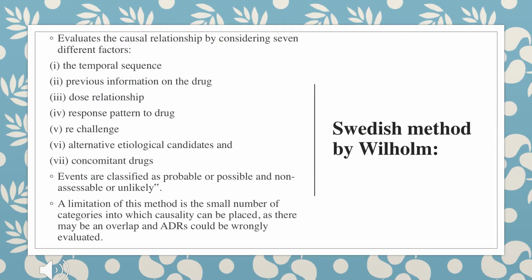The first method under expert judgment is the Swedish method by Wilholm. According to this method, they consider certain factors to evaluate whether the adverse effect developed because of the use of that particular drug or not. Those factors involve the temporal sequence, that is how the ADR developed, previous information about that particular drug, the dose-response relationship, rechallenge with the particular drug again, alternate etiological candidates, and the use of some other drug along with that particular drug, concomitant drugs. All these are the factors they consider before they judge the event.